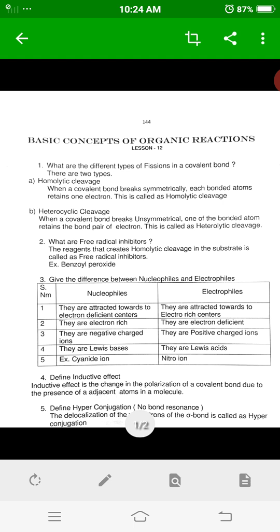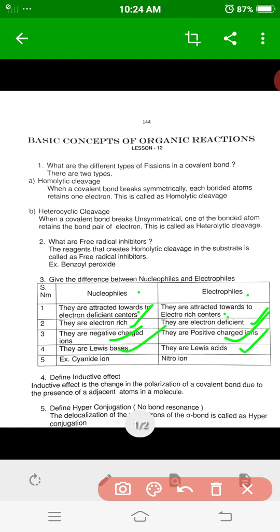Next, students, an important question, repeated in most exams: nucleophile and electrophile. Differentiate nucleophile and electrophile. A nucleophile attacks an electron-deficient center. An electrophile attacks an electron-rich center; the nucleophile is electron rich, the electrophile is electron deficient. The negatively charged ion is called a Lewis base, the positively charged ion a Lewis acid. Example: cyanide, which has gained electrons.